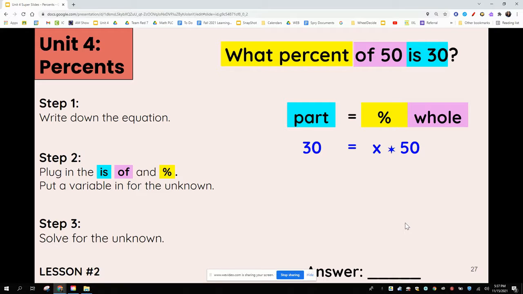All right, I have to solve for x. X is being multiplied by 50, so I have to divide by 50 on both sides. Cross off the 50s on the right-hand side, and now you have x by itself. On your calculators, please do 30 divided by 50.